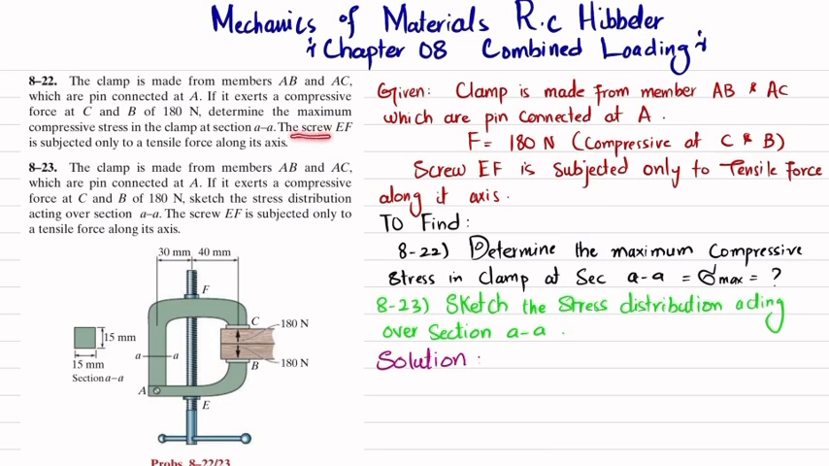It is also given that screw EF is subjected to only tensile force. So the stress generated in this lead screw is tensile stress, clear. What we have to find is the maximum compressive stress. So let's start with the solution of problem 8-22.